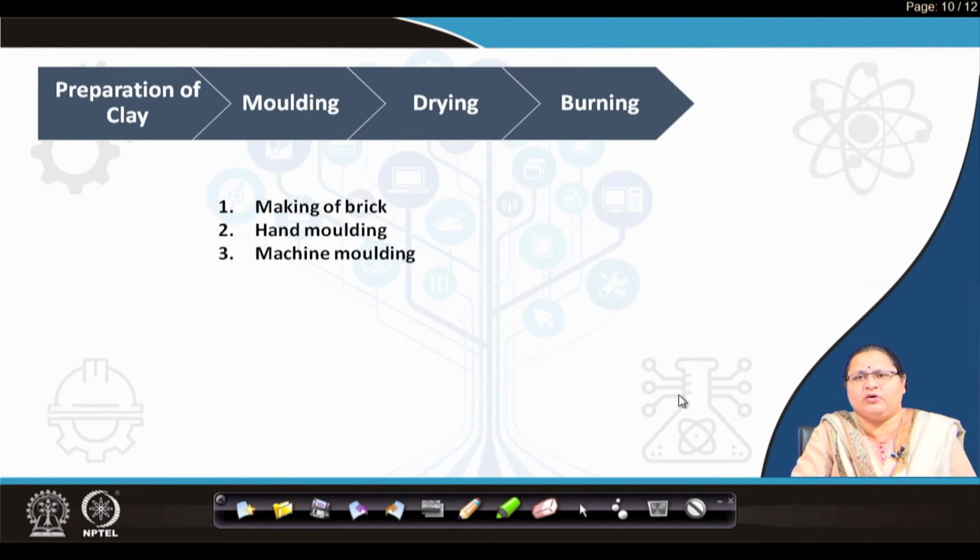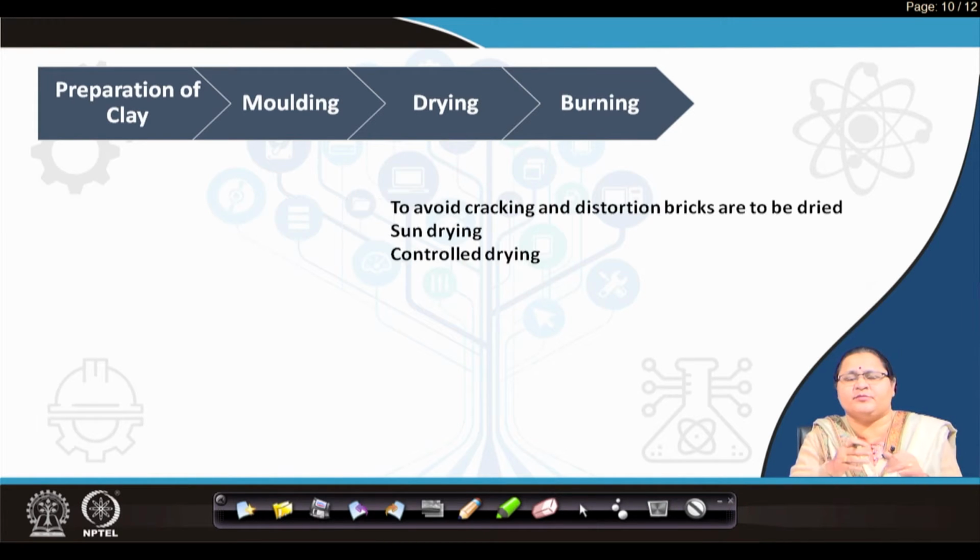So, molding is making of brick. There are two types of molding, hand molding and machine molding. Machine can do it faster obviously, but we in our country still have the process of hand molding, where brick molds are used, into which the mud is pushed in, the clay is pushed in and it is demolded, and after which is the process of drying.